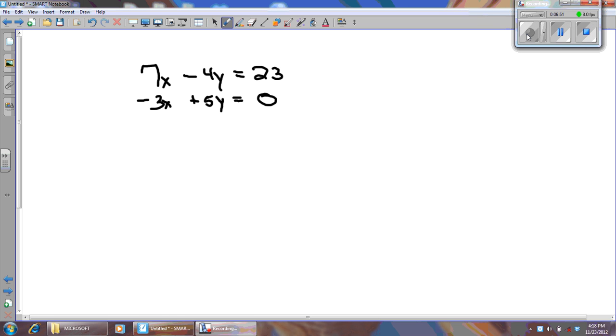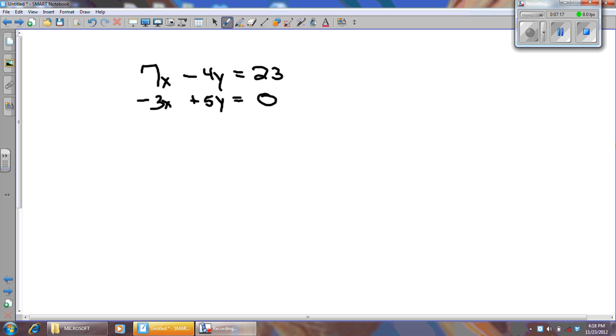Okay, let's take a look at this one. Now, nothing matches, and nothing is obviously a multiple of each other. Like in the last one, I could just double the top equation, and I got my x coefficients to match, with opposite signs, and cancel out. But in this case, my coefficients on x are not multiples of each other. My coefficients on y are not multiples of each other.